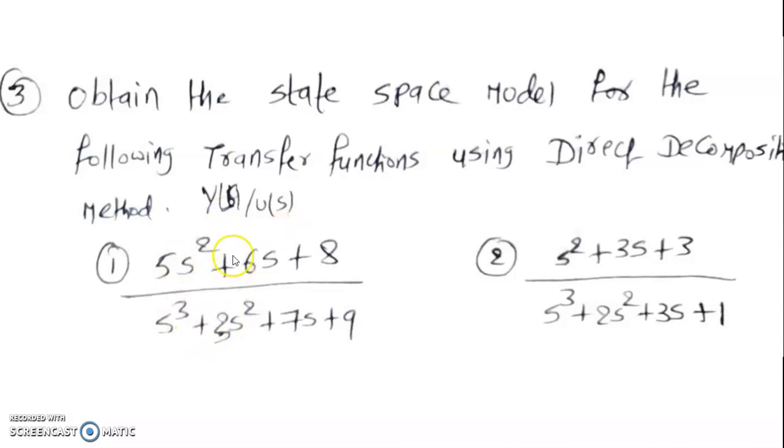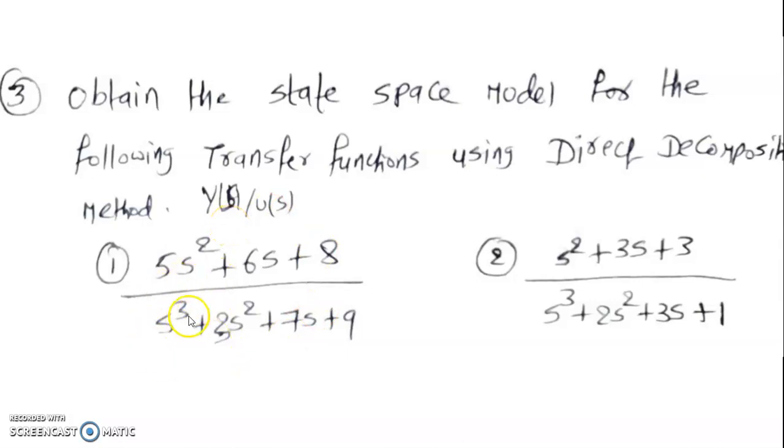So this is the transfer function, output by input, Y(s) by U(s). Y(s) is the output, U(s) is the input. The transfer function given is (5s² + 6s + 8) / (s³ + 3s² + 7s + 9), and this is the other transfer function. First we will see how to obtain the state space model for this transfer function.